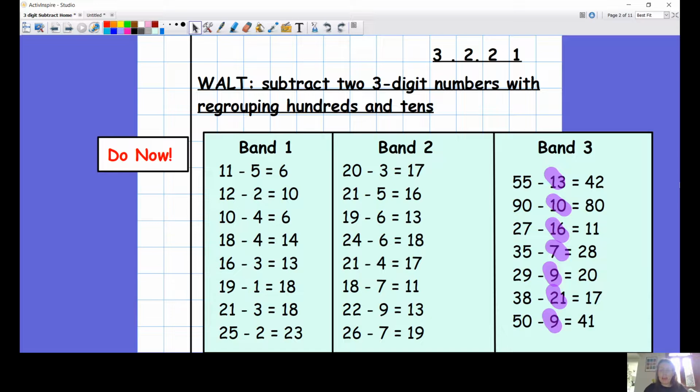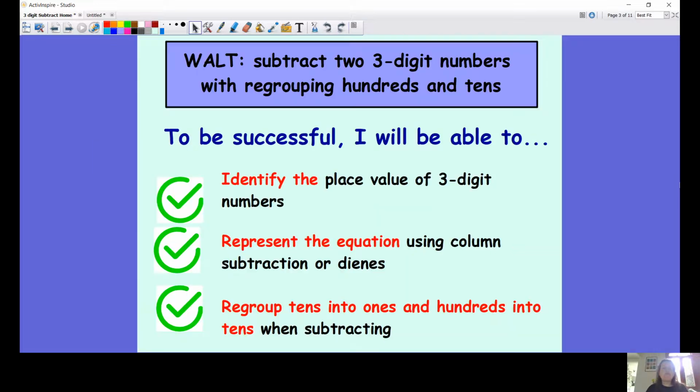Okay, so today's lesson, we are subtracting two 3-digit numbers and we're going to regroup hundreds and tens. So our first step to success is we're going to identify the place value of 3-digit numbers, just like we did yesterday with the column addition. We're going to represent the equation using column subtraction or Deans, and that is an optional step to use Deans. And then you're going to regroup your tens into your ones column and your hundreds into your tens column when subtracting.